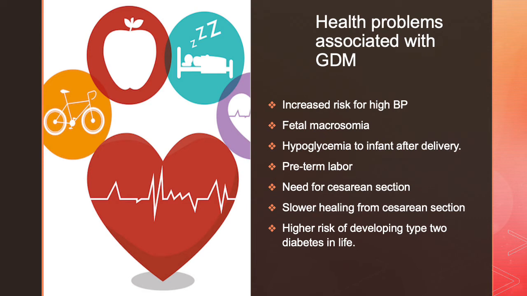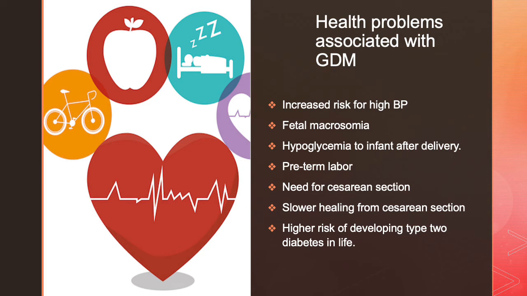Hypoglycemia to the infant after delivery. When the baby is in the womb of the mother, the placenta is delivering high glucose to the baby if she does have gestational diabetes. And the baby produces a lot of insulin to counteract that glucose that's being sent to him or her. Once the baby's delivered, their body continues to produce a lot of insulin. However, they aren't receiving all that glucose from the mother anymore as before, so the baby would be hypoglycemic.